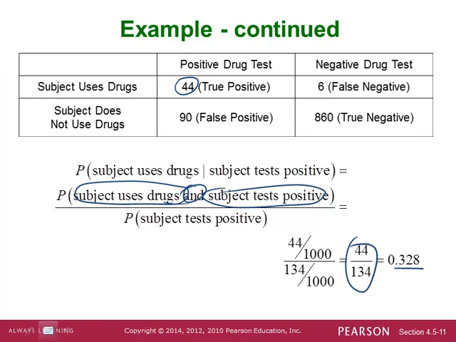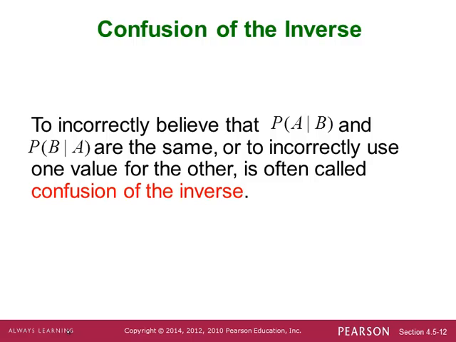Okay, so that's another example of computing conditional probability. When you compute this conditional probability, you're just focusing your sample space on the second event, in this case the event that the subject tests positive. This is now your new sample space. All right, so we'll leave it at that for now.